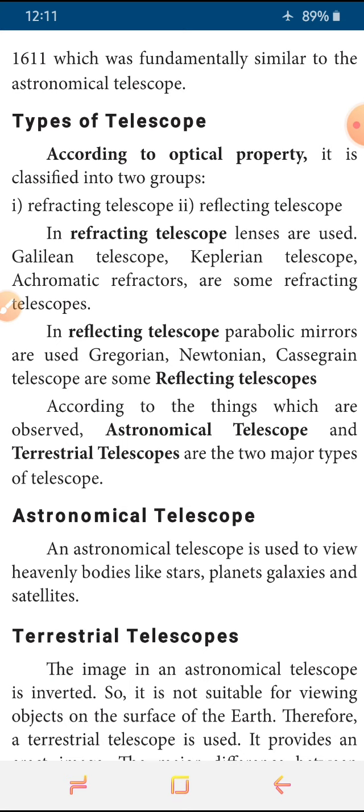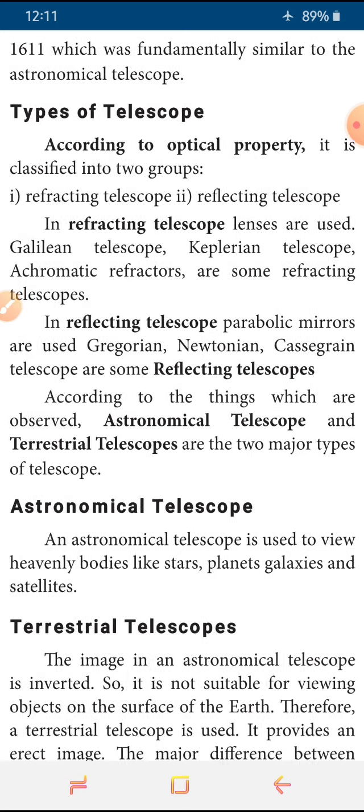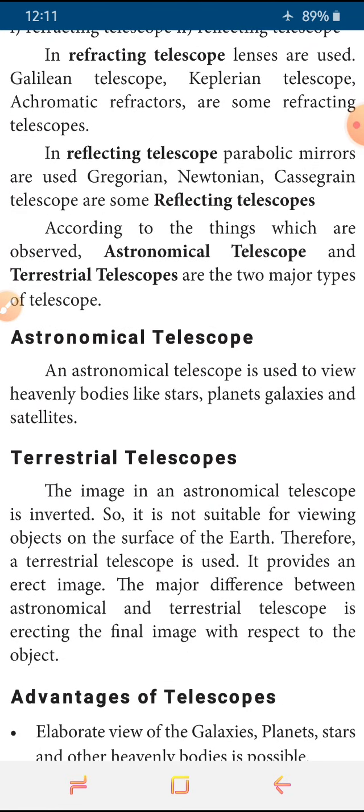The astronomical telescope is used to see heavenly bodies like stars and planets, and it gives clear views of galaxies, and satellites can be seen through the astronomical telescope. The next type is the terrestrial telescope.